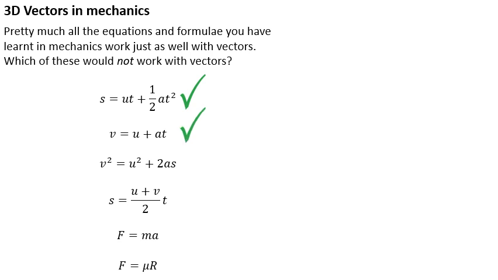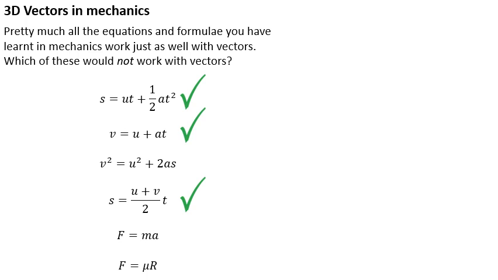The next one is just as good. We can start with the initial velocity vector. We can add on t multiplied by the acceleration vector, and it will give us the final velocity vector. Another one that works is s equals (u plus v) over 2 times t.